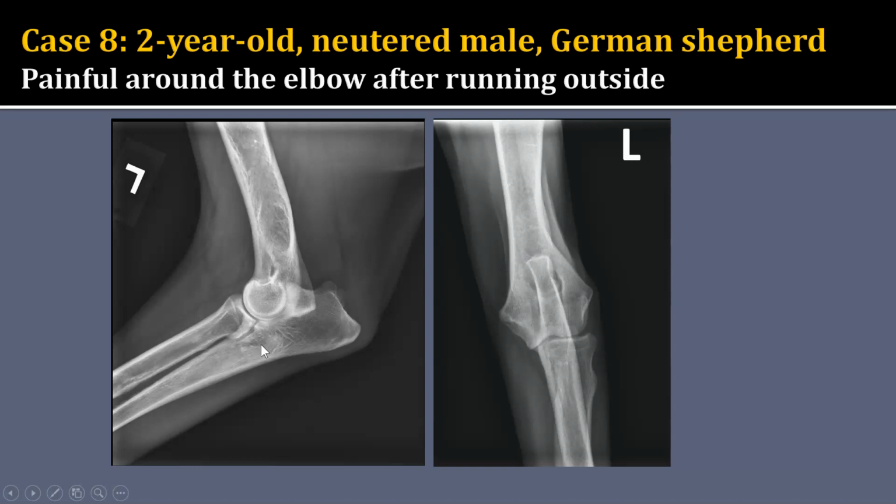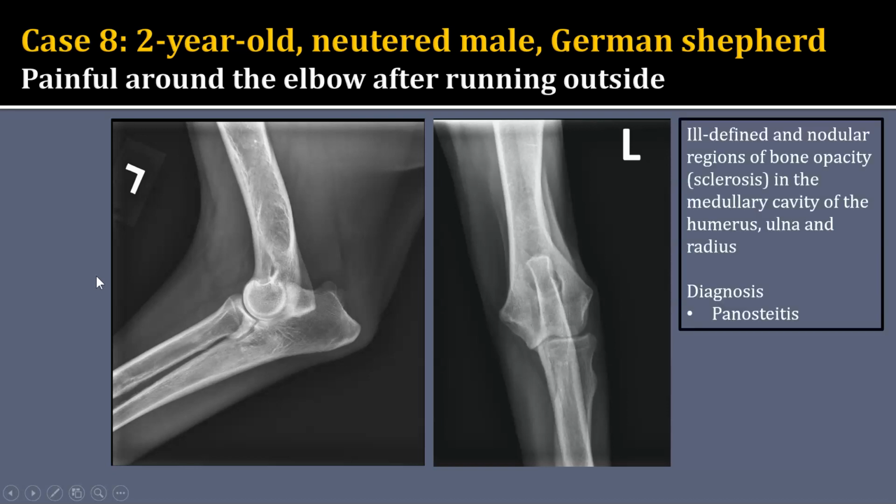So these findings are pretty pathognomonic for panosteitis. And this patient is a little bit older than we typically think about it in. However, it still is classic for panosteitis, and German Shepherd dogs were one of the breeds that are really known to get this. And so that is going to be really the only differential that I have for this dog, and I don't see any signs of trauma.